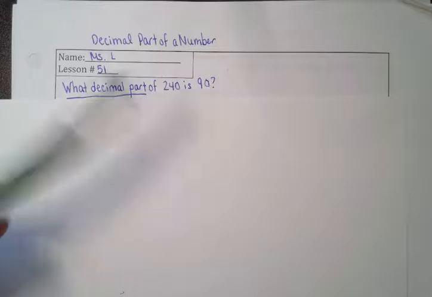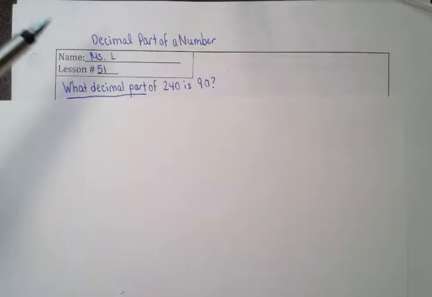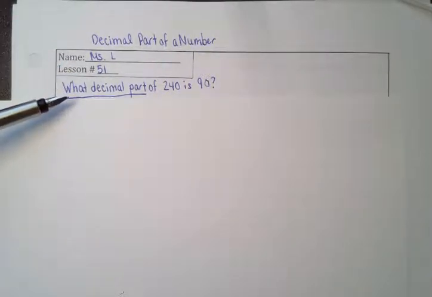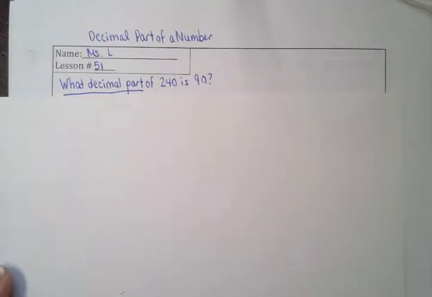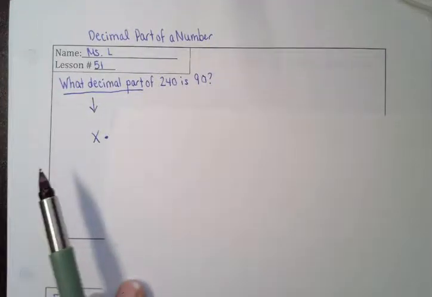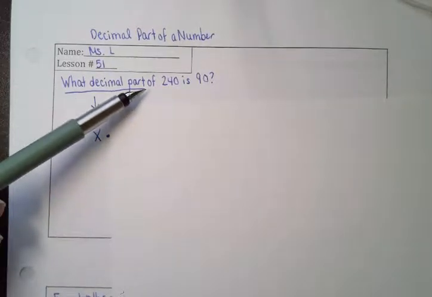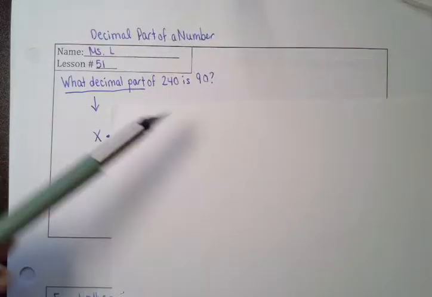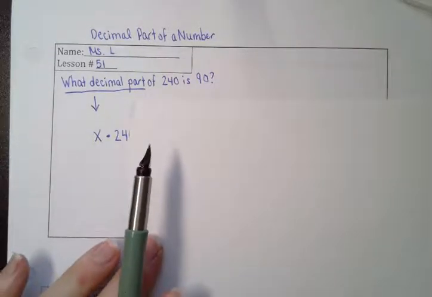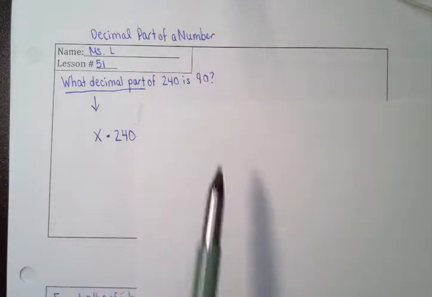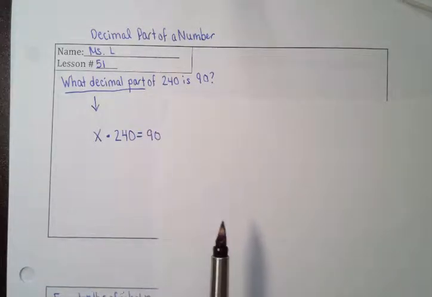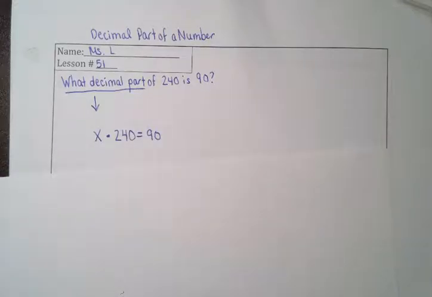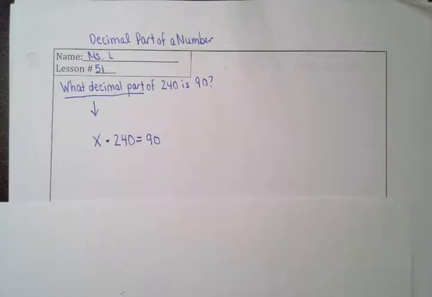Just like we did in lesson 48, we're going to start by translating these words into an algebraic equation. Anytime you see what decimal, or what fraction, or what number, you can replace it with a variable. So I replace it with x. The word of means times, so the next thing I wrote was a multiplication symbol. Of 240 means times 240. And if I see is, I know that's an equal sign. So that equals 90. Now I just have to solve this equation.